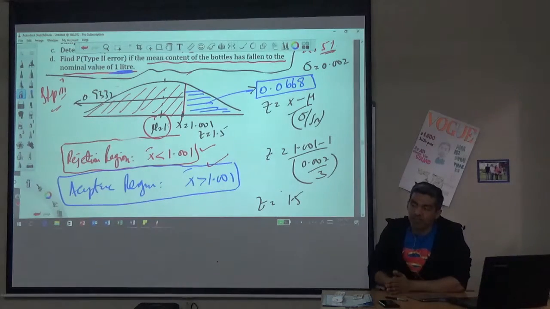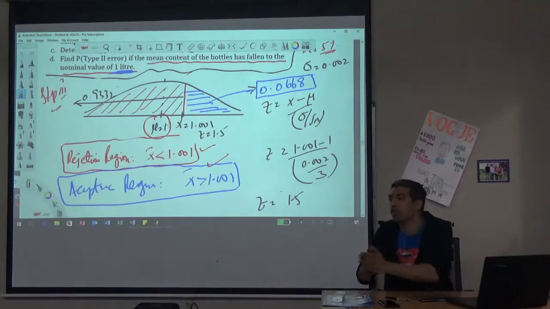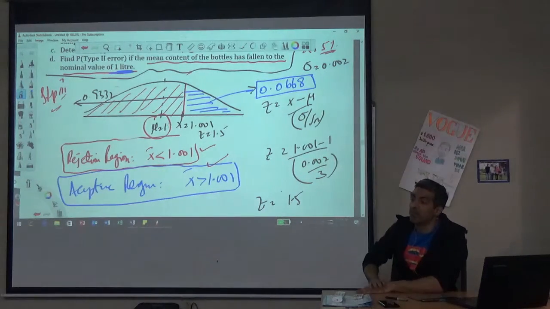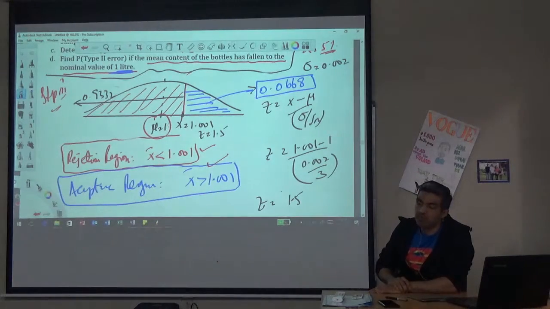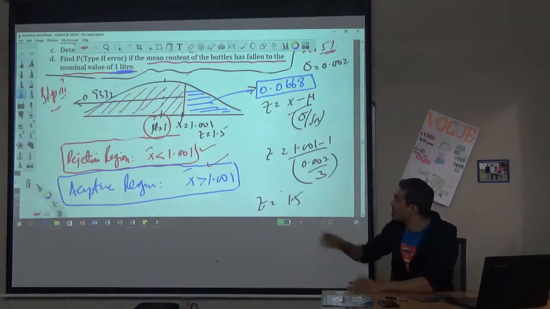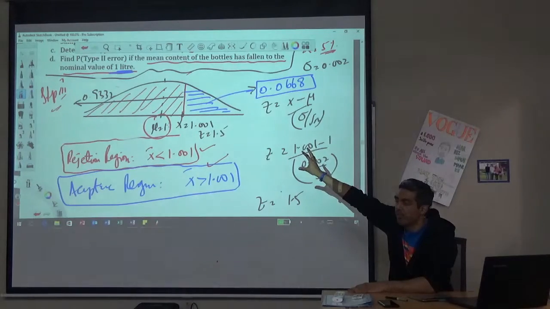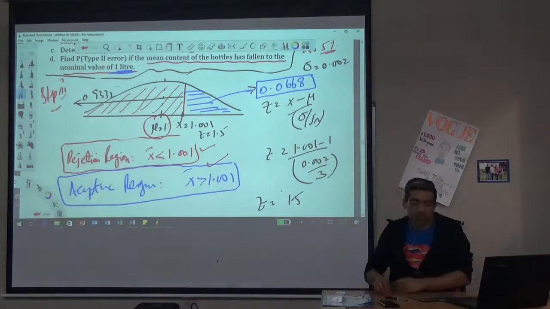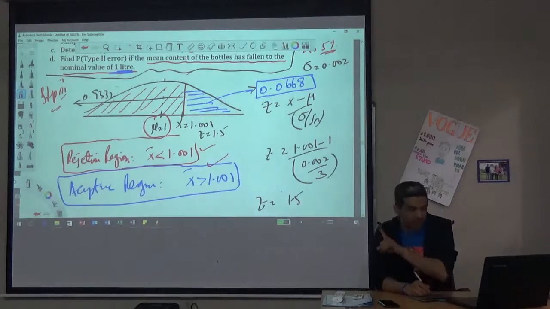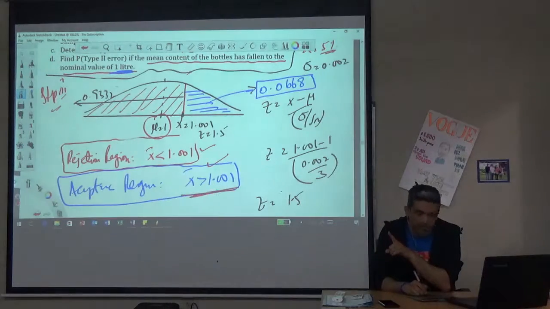The whole idea of a type 2 error is that you have accepted a wrong null hypothesis. That means the actual value of the hypothesis is something else. You based your calculation on 1.002. Actually it's not 1.002, and you ended up accepting it as well. So the examiner will give you the actual value, because unless you have the actual value, you cannot reposition your acceptance region and you cannot calculate the probability. So the probability of the type 2 error is the probability of the acceptance region, same region, but based on the actual mean value.